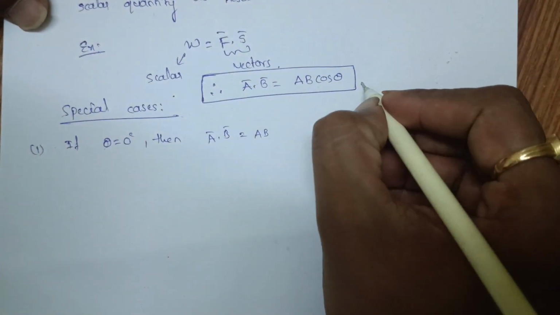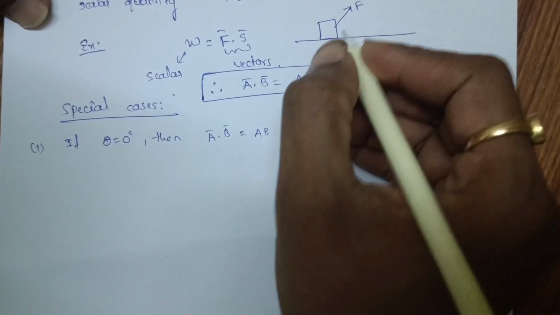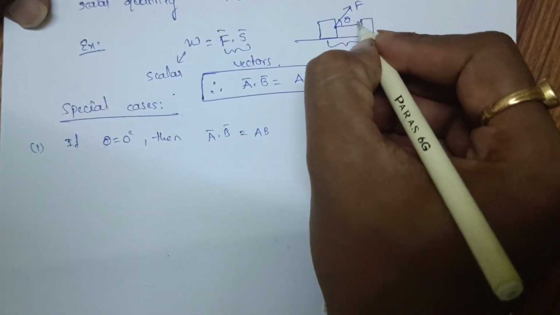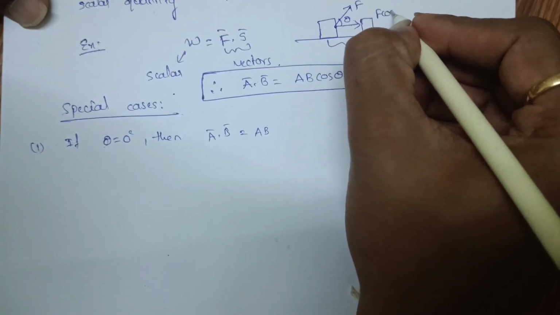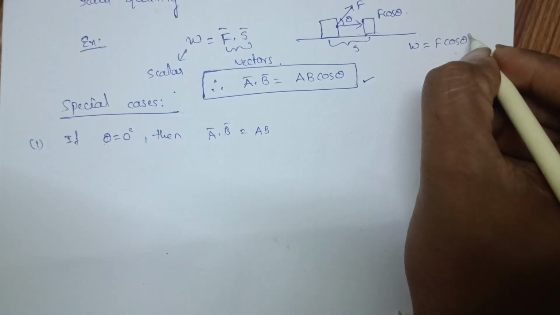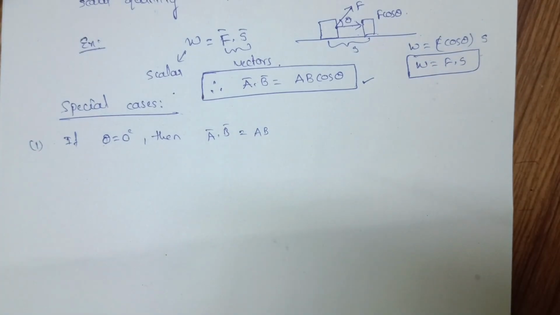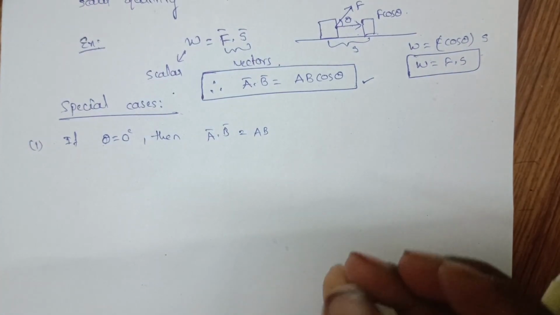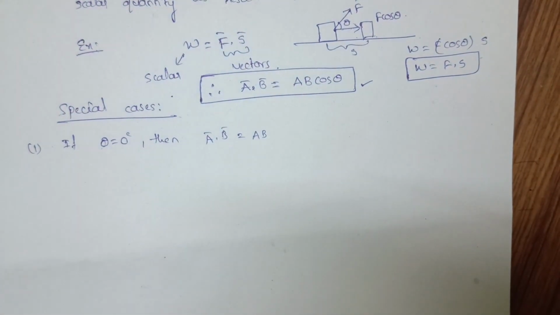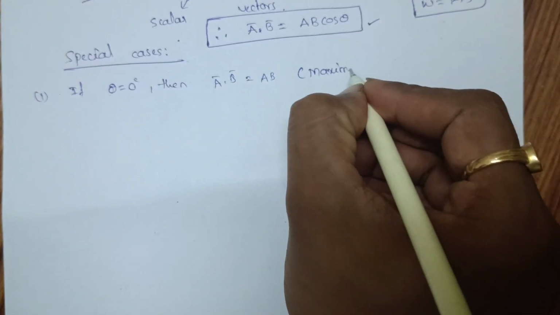Here, how can we write this one? Suppose force is acting like this by making an angle theta, and this is displacement. Now the force F cos theta component helps my object to displace. Therefore, work done is equals to F cos theta into S. This one we can write as F dot S. Similarly, for product of two vectors, we can write A dot B is equals to AB cos theta. Okay. Then here this is maximum value.